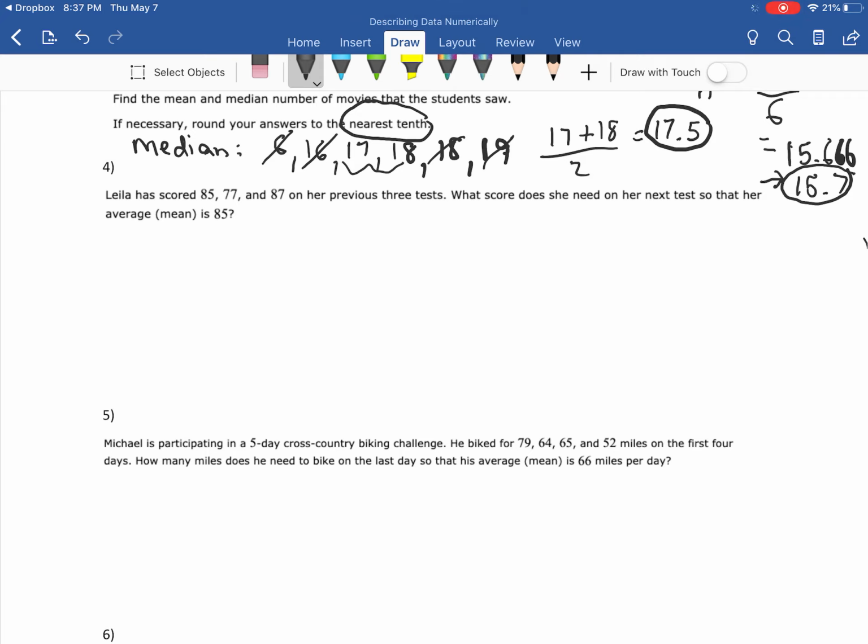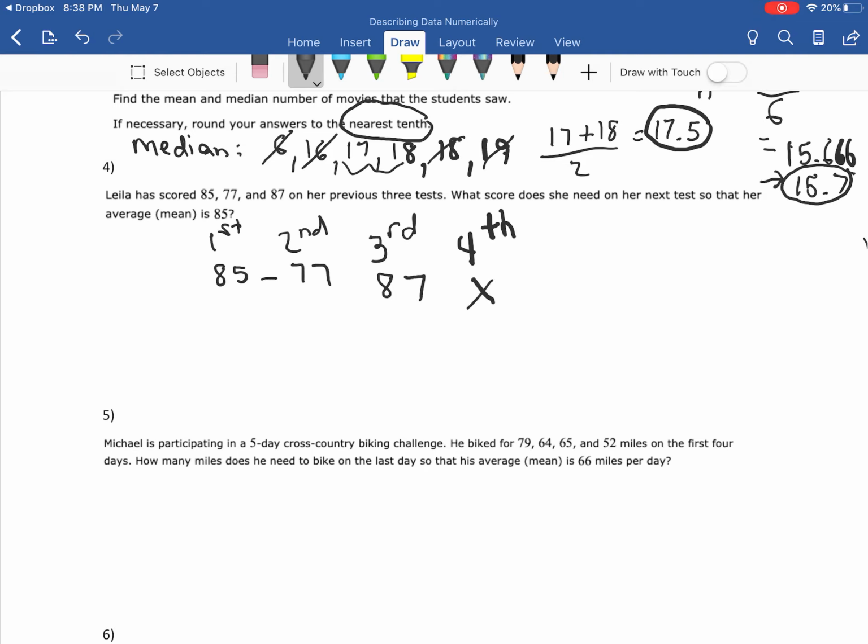Okay, 4 is different. So we have first test, 85. Second test, 77. Third, 87. And it asks what score does she need on her next test, so her 4th test, so that her mean, her average is 85. Okay, so we don't know what that is. Let's call it X, all right?